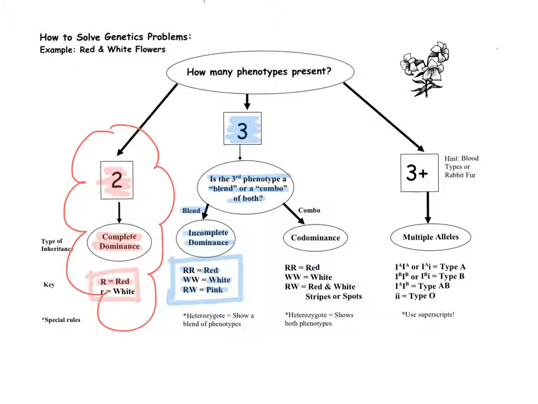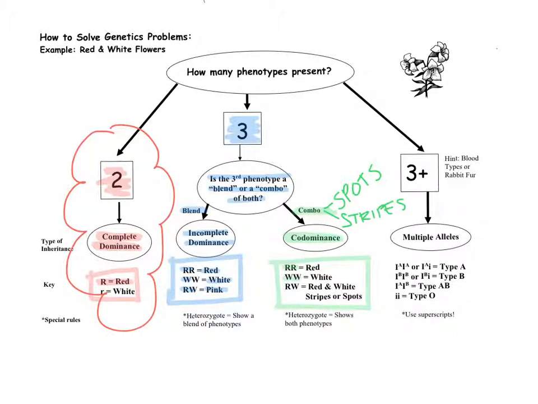The other option is if we have a combination of the other two for our third phenotype. In this case, this would appear as either spots or stripes. Those would be the giveaways in the problem, if they worded it as spots or stripes. So if the third phenotype is a combination, that's a situation we call codominance. Remember, co means both. So both of the alleles are dominant, which is why you will see both in the third phenotype.